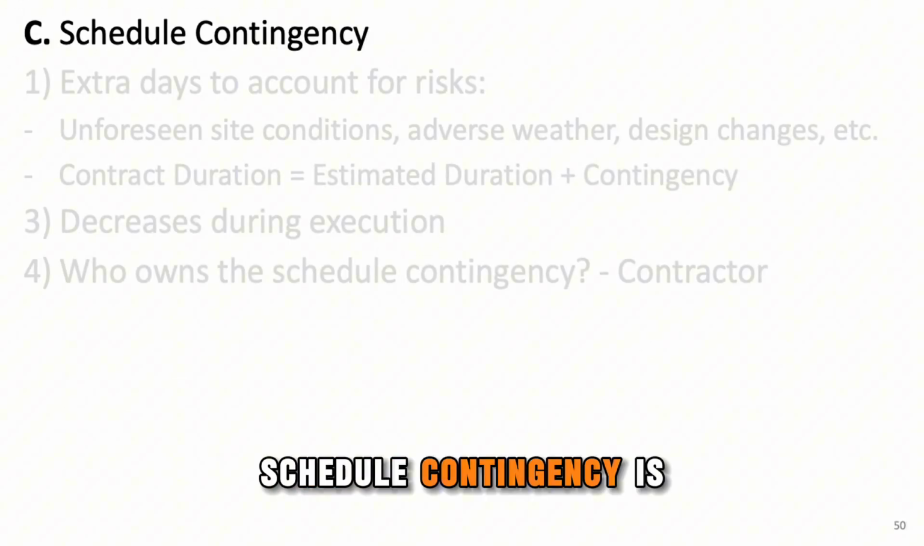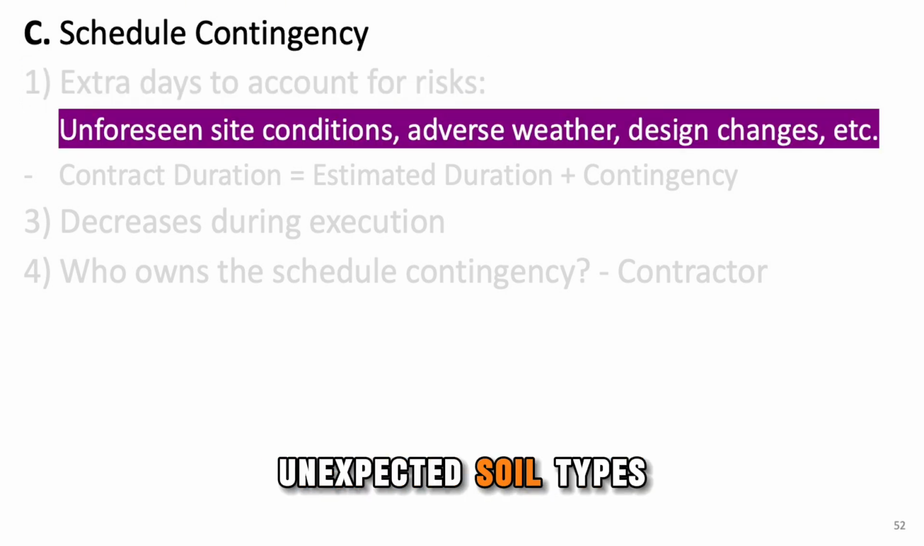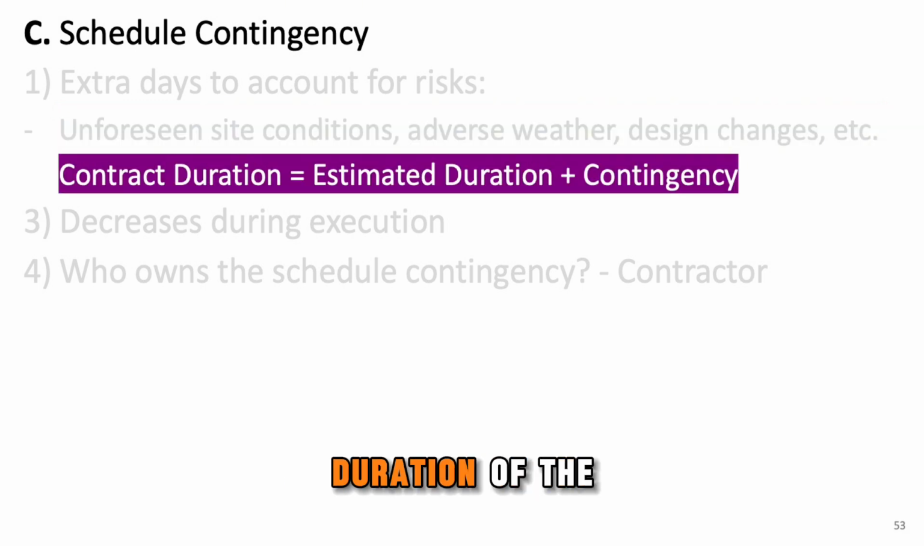Schedule contingency is extra time added to the project schedule to account for potential risks. These risks could include unforeseen site conditions, such as discovering unexpected soil types, adverse weather conditions that delay progress, or design changes that require additional work. The contract duration is calculated by adding the estimated duration of the project to the contingency time. This gives a more realistic timeline that factors in uncertainties.